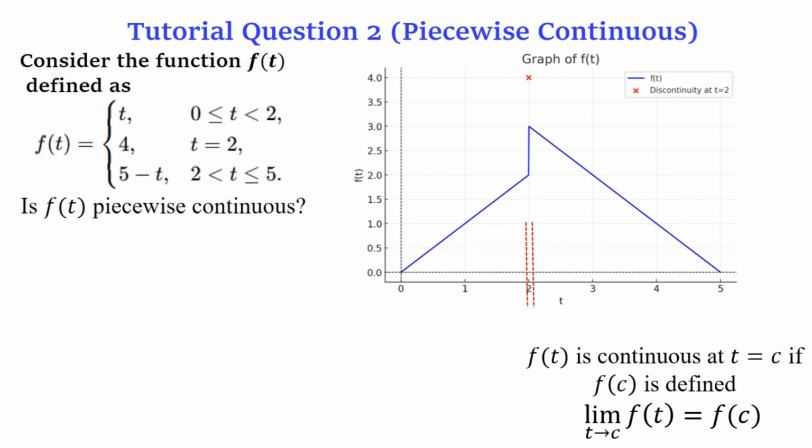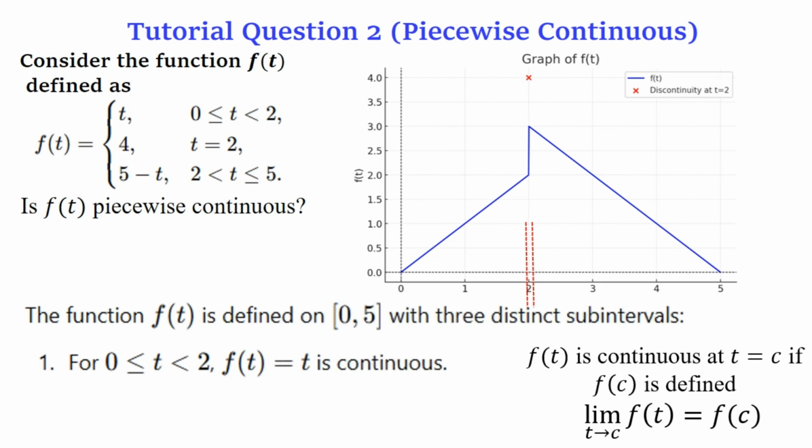We can see that as t tends to 2 from 0, through 1, 1.5, 1.3 up to 2, the function is tending to 2. And if you look at it from the other side, from 5 to 4 to 3 to 2.5, 2.4, 2.1, the function is tending to 3. And exactly at 2, the function is 4. That is a very good indicator that the function is discontinuous at exactly 2.